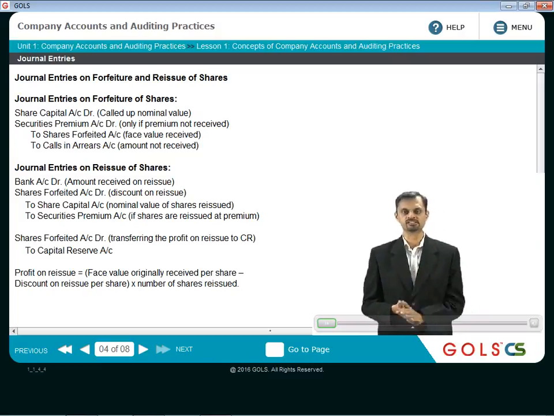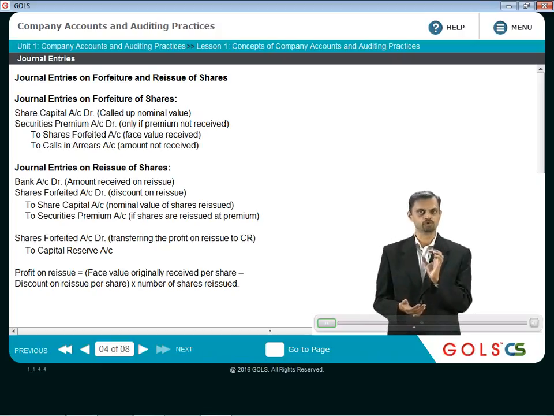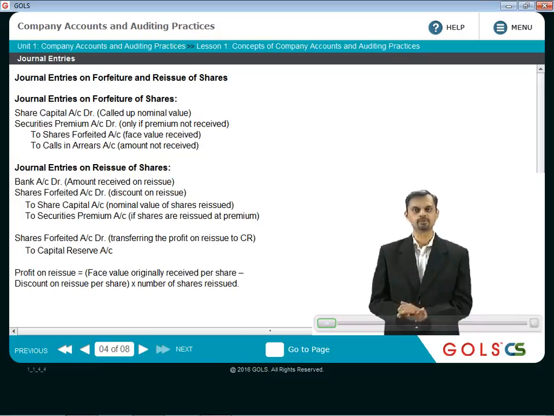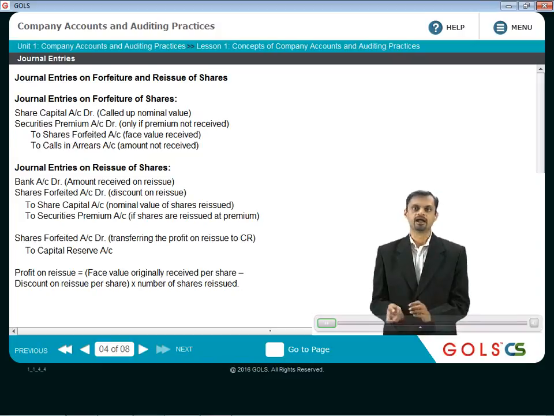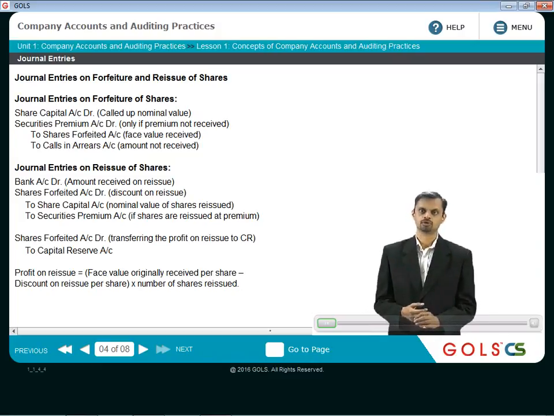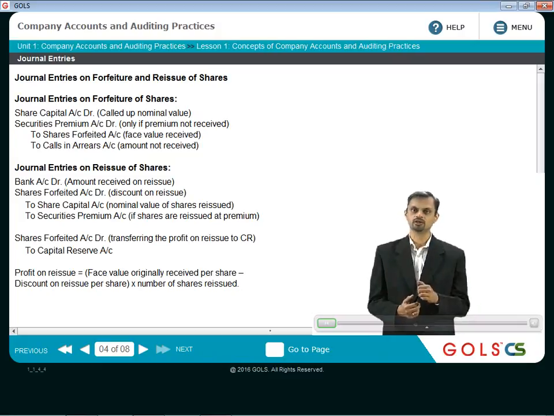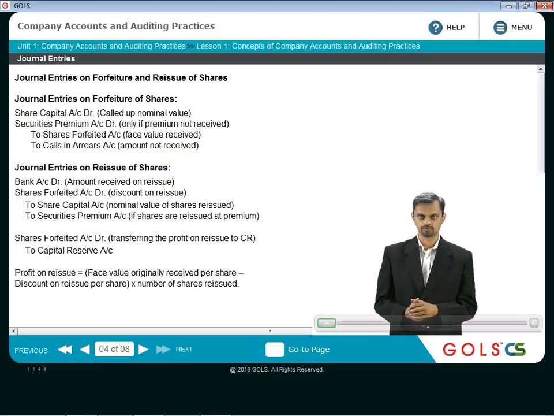So out of 10 rupees face value, 6 rupees were called up, and out of 6 rupees, 5 rupees are received by the company. Then 5 rupees will be credited to share forfeited account. And the remaining money which is not received by the company will be credited to calls in arrears account. So to calls in arrears account, amount not received, because earlier you had debited calls in arrears account at the time of issue when the money was not received.